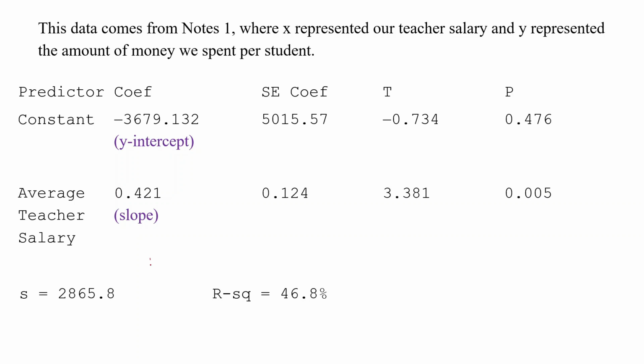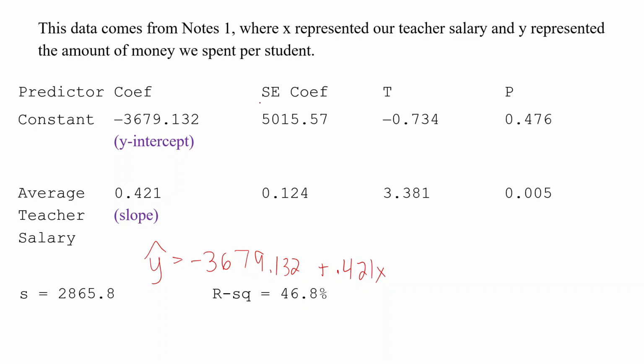We can create our least squares regression line with them, right? Where y hat equals negative 3,679.132 plus 0.421x. That is the equation of our sample regression line. But now we know more about what these other columns are going to stand for.